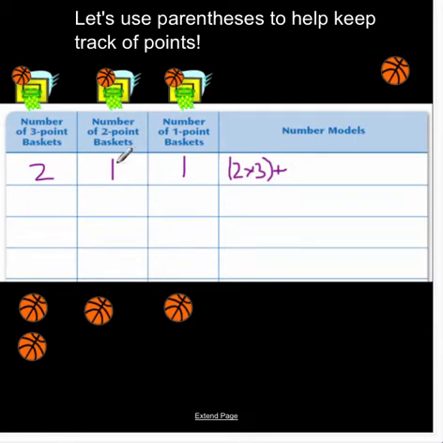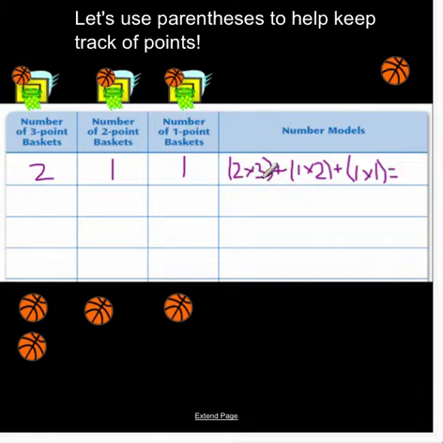So now we see here there was 1 shot that was worth 2 points. So we're going to do 1 times 2. There we are. And finally, we are going to add together those 1-pointers. We have 1 1-point basket, so that is shown by writing 1 times 1. And finally, we get to add all these points up for a total score for this player.